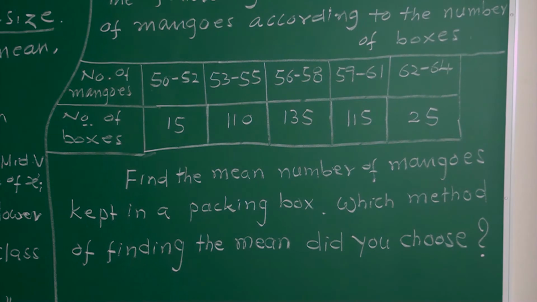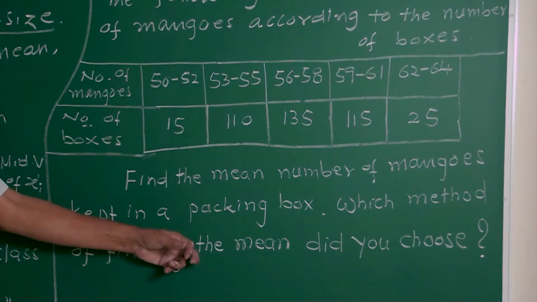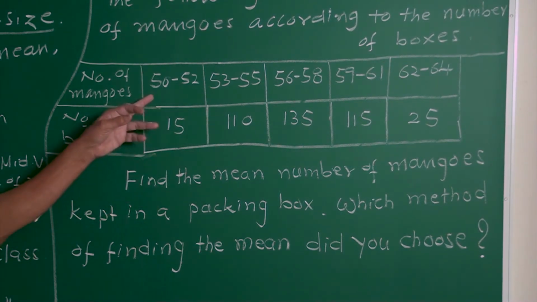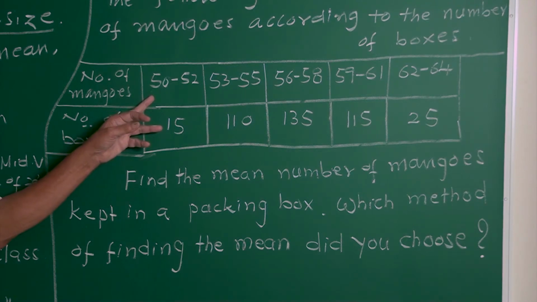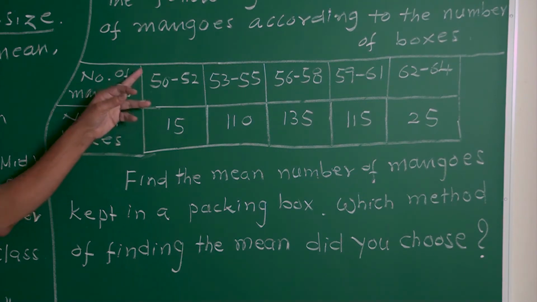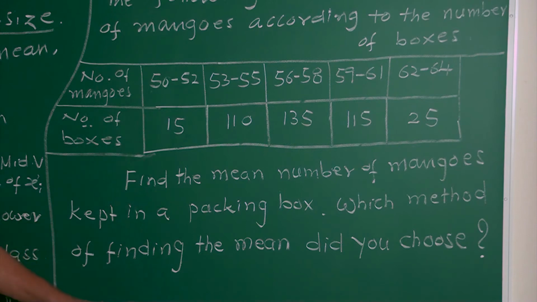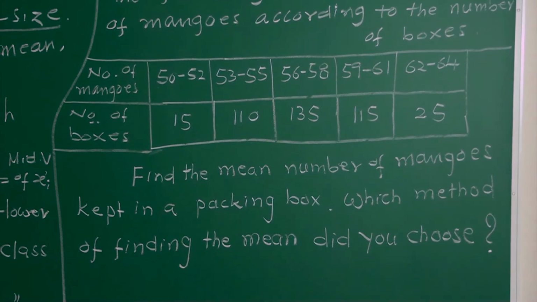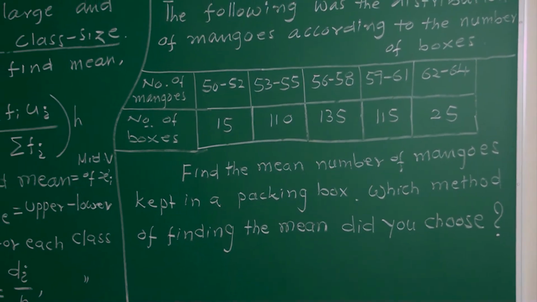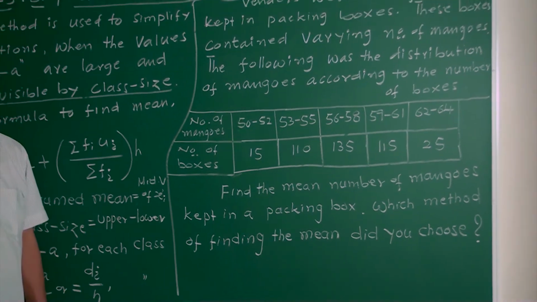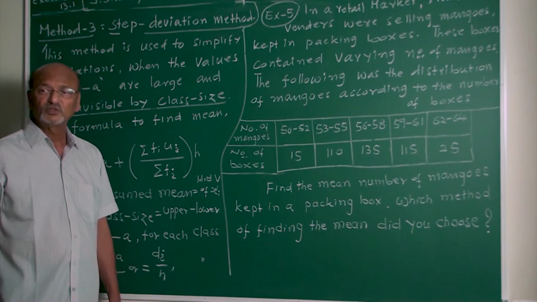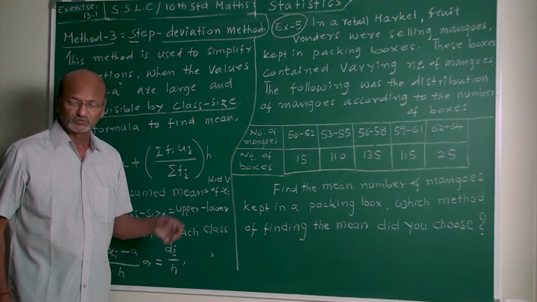Yes, my friends. Now, I will explain this method. Make a table of calculation. Write these two rows as two columns. Then find xi. After finding xi, find the assumed mean. Then find di. Next, ui equal to di upon h. Then find fi ui. Use the formula with the two sigmas.